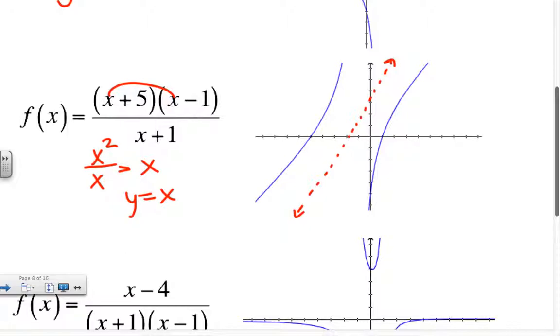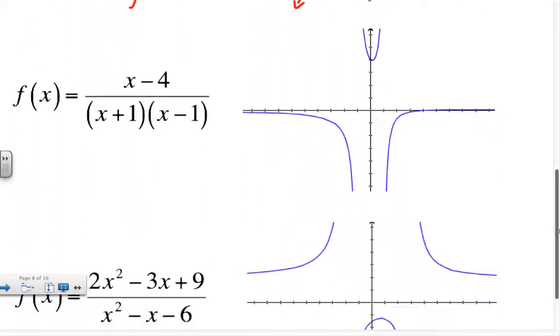And then the last one down here, we have our highest power as x, degree 1, on top over x squared on the bottom. So this is called a bottom-heavy graph. Anytime you have a bottom-heavy graph or bottom-heavy equation, that means you have a horizontal asymptote at y equals 0. And it summarizes on the next page for you. So we have an asymptote at y equals 0.